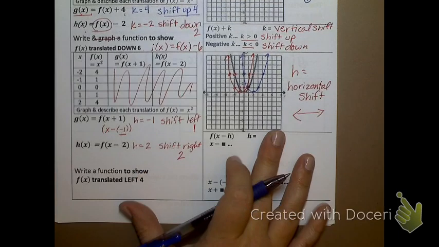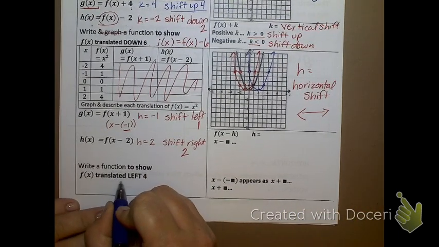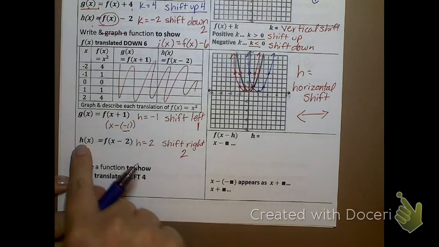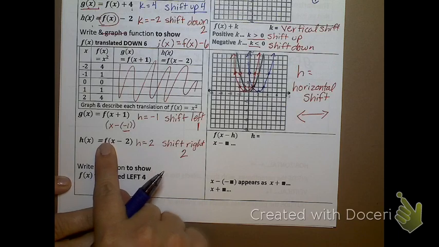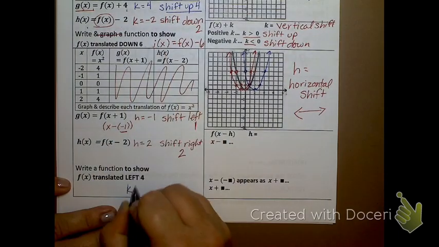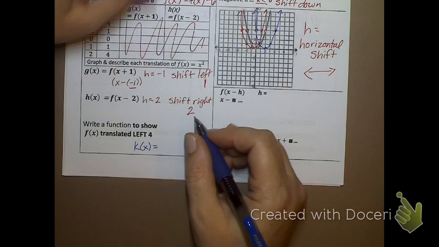Okay. So, let's write a function to show f of x translated left 4. Let's name our next function that we're going to do. We've already used g of x, h of x, and f of x. Let's name it even different than j of x back here. Let's call it k of x. Why not? How would I write it translated left 4?